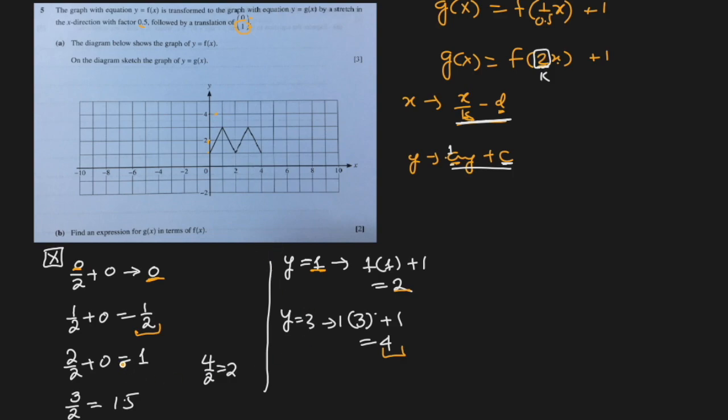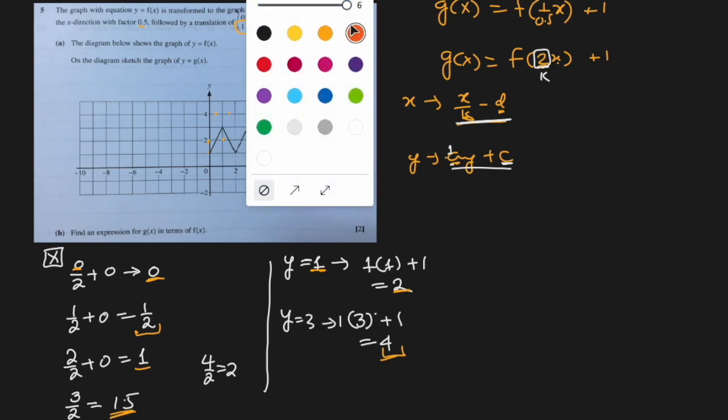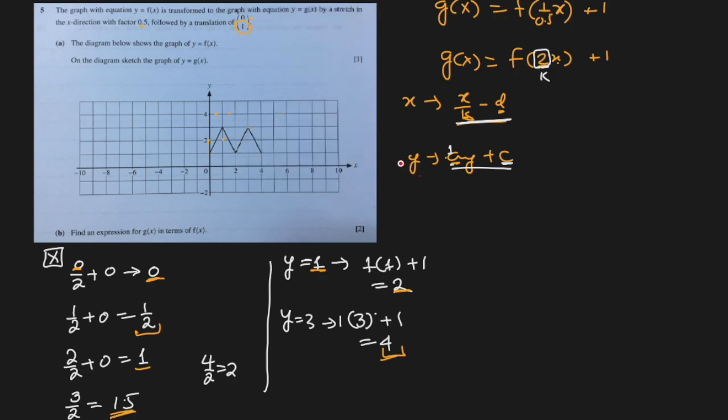Okay. Now similarly we'll have 2 and 1. So 2 becomes 1 and 1 becomes 2. So 1, 2. Next is 3, 3. So 3 became 1.5 and here 3 became 4. So 1.5 and 4. And then we have finally, okay, we can see the pattern now. So let me change the color for this.